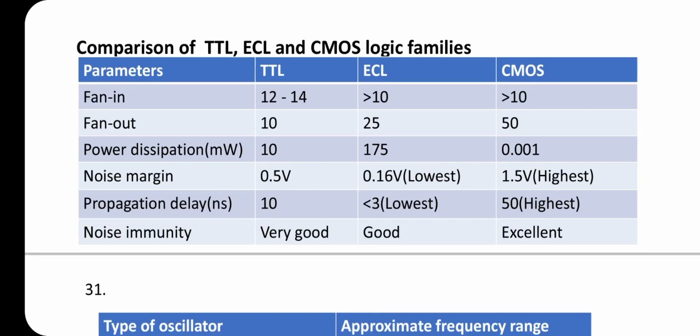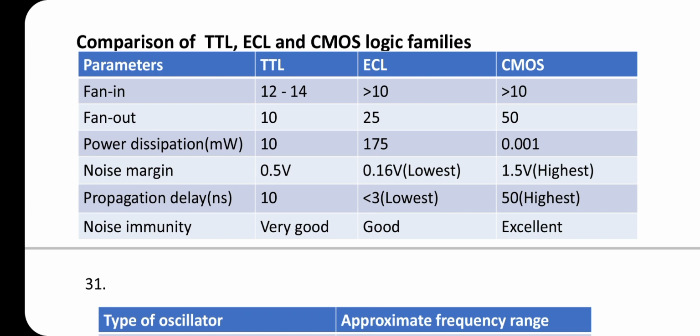Comparison of TTL, ECL and CMOS logic families. Fan-in: for TTL it is 12 to 14. For ECL and CMOS it is greater than 10. Fan-out: for TTL it is 10, for ECL it is 25 and for CMOS it is 50. That is, fan-out is highest for CMOS.